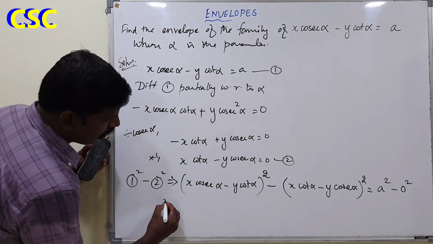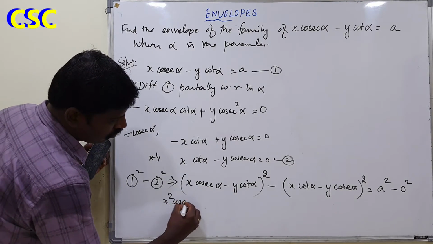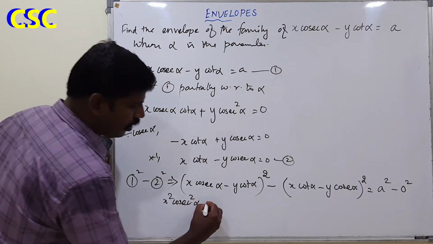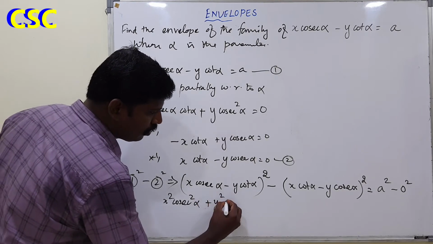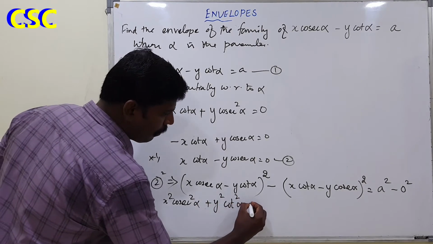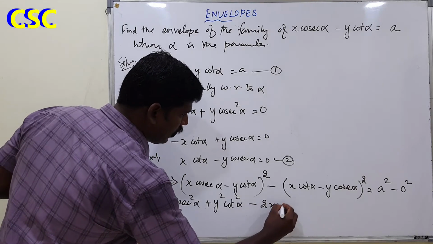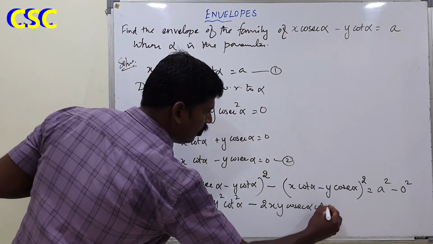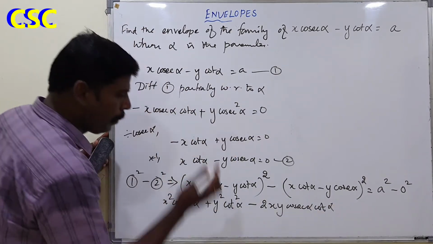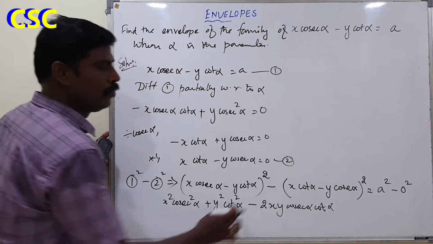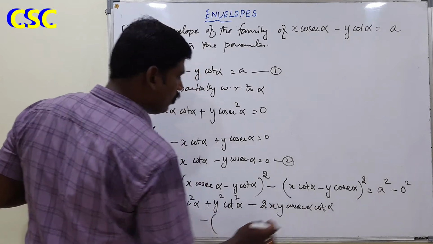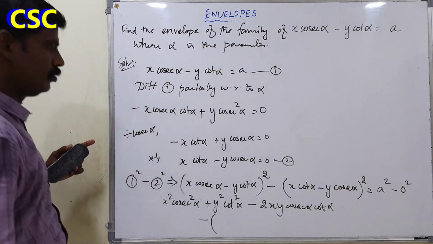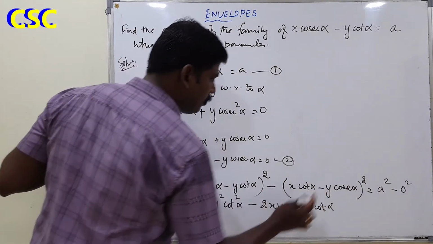Write it as x square cosecant square alpha a square plus b square y square cot square alpha minus 2 times xy into cosecant alpha cot alpha. Okay? Minus here, it is in the form of a minus b the whole square.